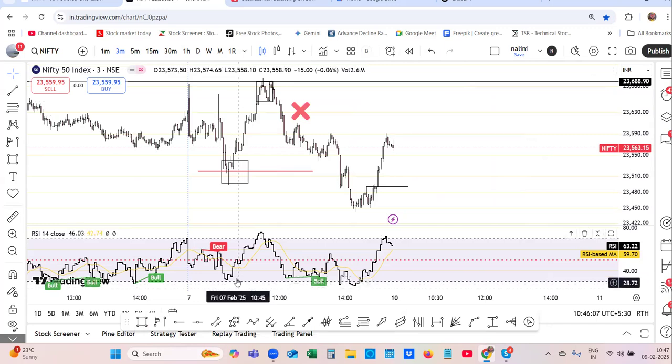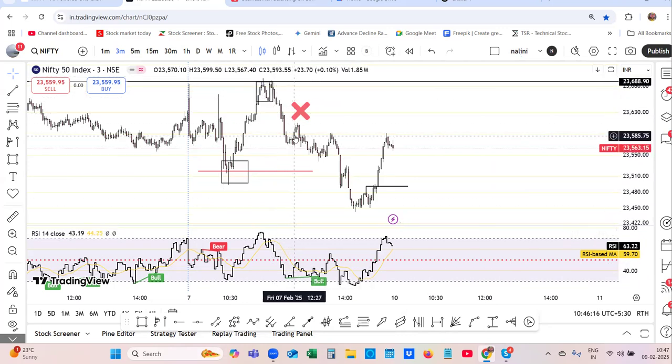What is RSI doing? It is in an oversold condition. After the oversold condition, this is the peak formation. It was climbing down. He was trying to take the position around this area. It was a failure. This is not the condition in which you need to take the position. You need to be careful.